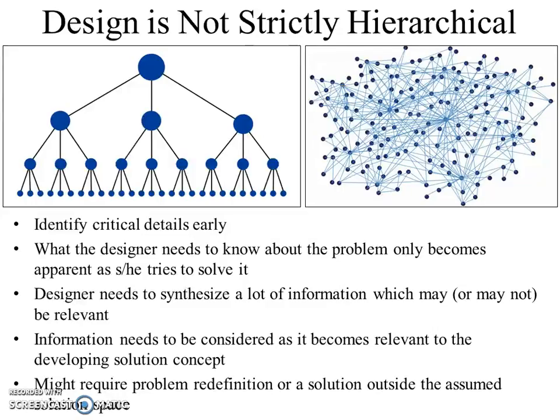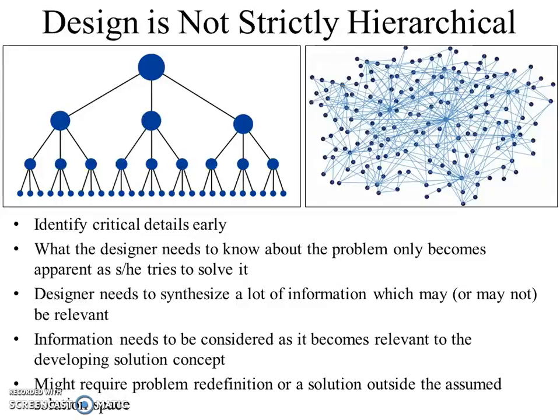And then this last bullet point is the one that I like the most, in that a solution might actually require a problem redefinition or a solution outside the assumed solution space. So what this essentially means is, unlike a scientific process where the problem is fixed and you're looking for a solution, in engineering design, both the problem and the solution are fluid. And so as you move through the process, you might discover that you need to redefine the problem to make the solution that you've come up with viable. And provided that the customer is okay with you doing that, you can redefine the problem as you need to make your solutions fit.